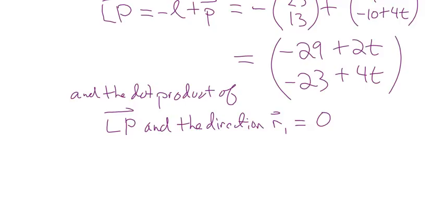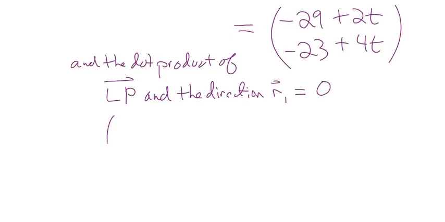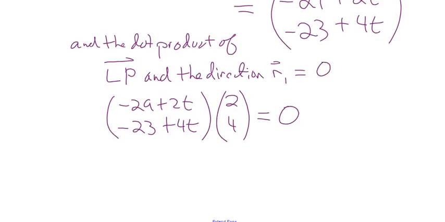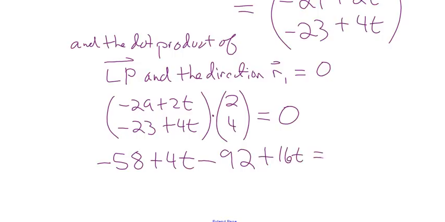So, LP, okay, move down a bit. Negative 29 plus 2t and negative 23 plus 4t dotted with the direction, which is 2, 4, is equal to 0. So it's negative 58 plus 4t plus negative 92. We'll just go minus 92, right? Which is 4 times 23 is 92. Plus 16t is equal to 0.